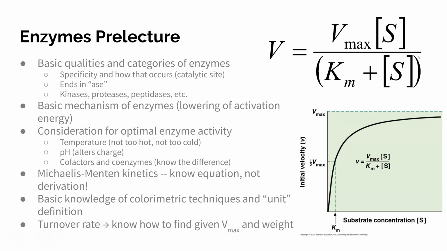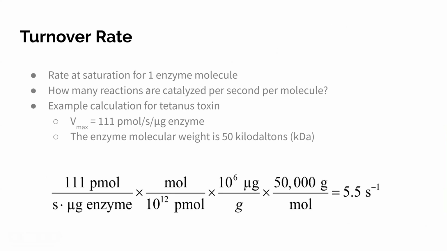Michaelis-Menten kinetics, definitely know the equation for it. You don't need to know the whole derivation, definitely not. And then also being able to find the Km when you are given the Vmax is a good thing to know. We did that in class, right? You're given that table, and once it starts to plateau, then you go back to half that and find whatever the Km was. Then basic knowledge of colorimetric techniques and the unit definition, and then we're going to talk about some more next slide, the turnover rate. You should know how to find it given the Vmax and molecular weight. So that's on the slide.